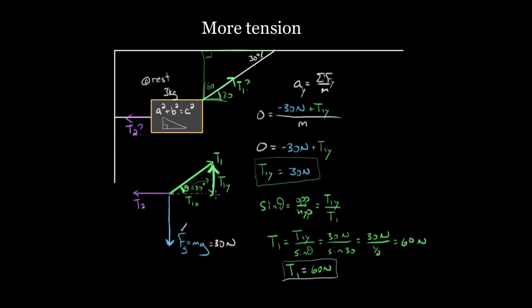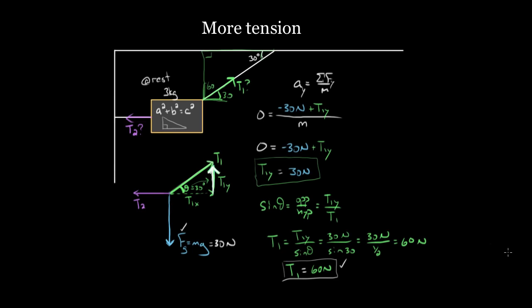And the reason is this part's got to be 30 newtons. We know that because it has to balance gravity. But that's only part of the total tension. So if part of the total tension is 30, all of the tension's got to be more than 30, and in this case, it's 60 newtons. So that's why it's larger in this case, because it's at an angle. So this component has to equal gravity, and this total amount has to be bigger than that so that its component is equal to gravity.